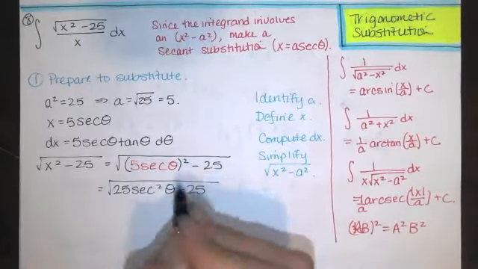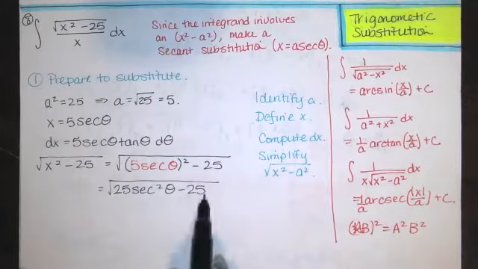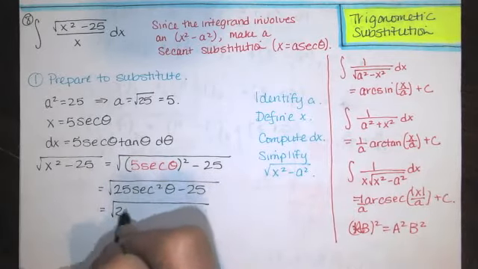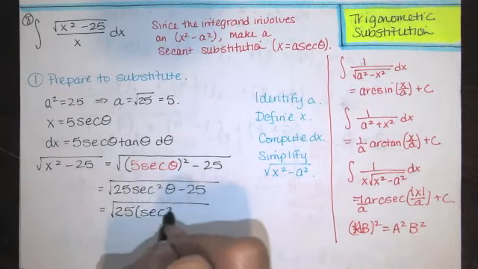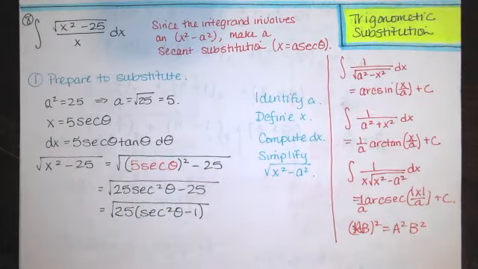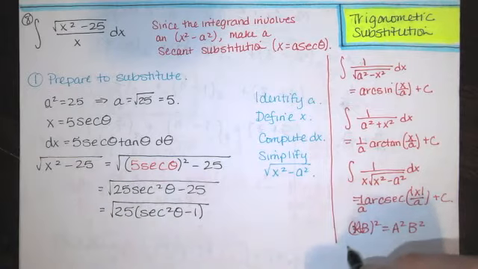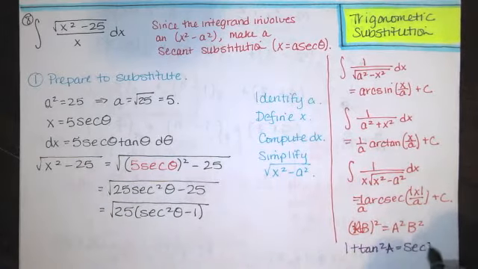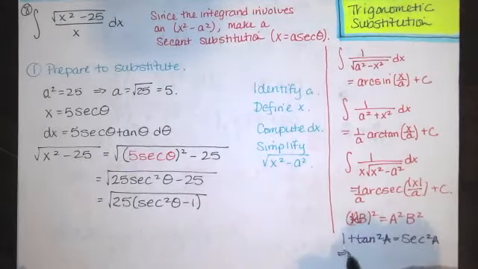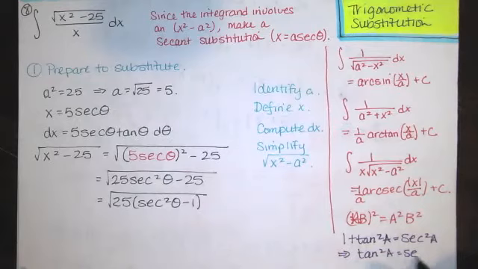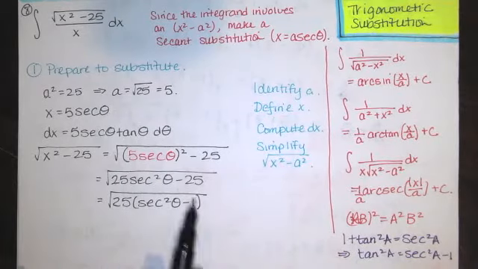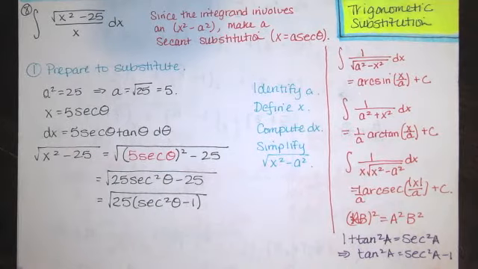And then the 25s can be factored out. Both of these terms have a 25 in common, so we can take that out. And that leaves us here. And then we remember from trig that 1 plus tangent squared of some angle is secant squared of the same angle. So if I solve for tangent squared, I get tangent squared is actually secant squared of that angle minus 1. So this secant squared of theta minus 1 is actually tangent squared theta.